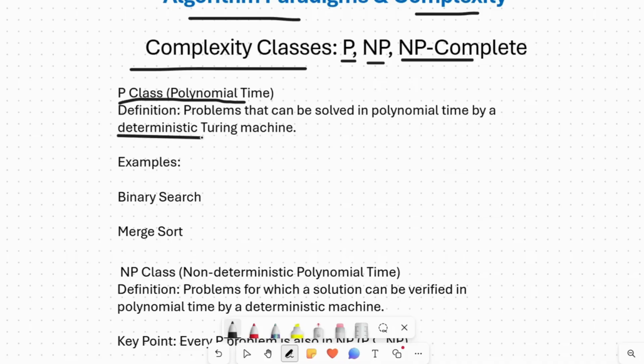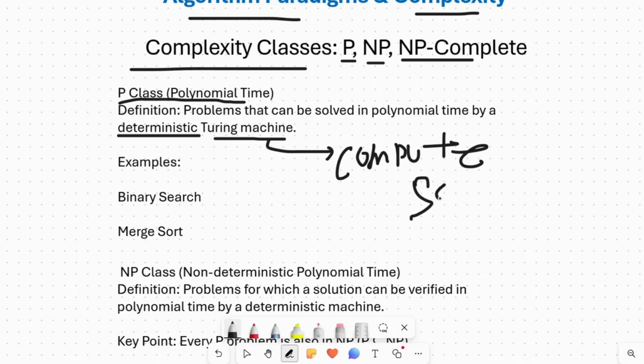Deterministic means it's solvable. A Turing machine basically computes the solution. For example, we can talk about binary search, which follows only one structure. Merge sort also follows one structure or one algorithm, or you can say it follows only one path every time.